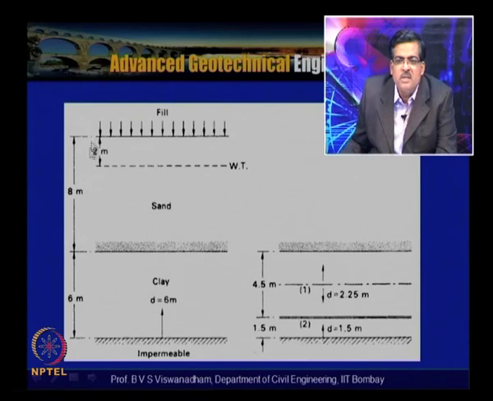So the 8 meter layer is sand here, and the water table is 2 meter below the ground surface. We can see that the clay is 6 meter thick. In the second case, we have an impermeable layer, but a thin layer of sand is shown here. So this is 4.5 meter, this is 1.5 meter below the base layer, and this is the homogeneous layer.